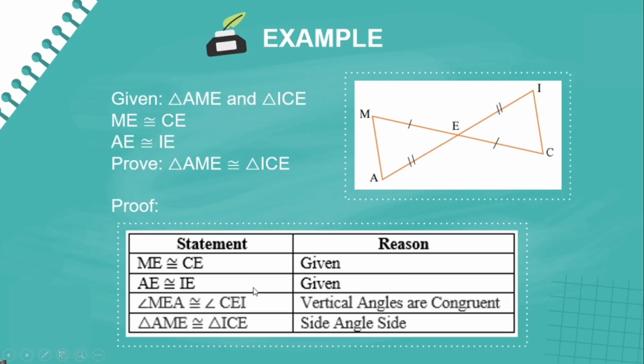So observe that angle MEA and angle CEI are vertical angles. So by vertical angle theorem, we know that vertical angles are congruent. Thus, these two are congruent. So by side angle side, we can say that triangle AME is congruent to triangle ICE. So that's how we prove the congruence of two triangles.